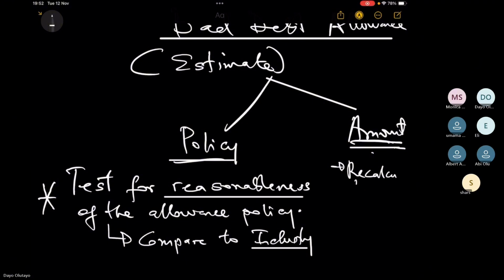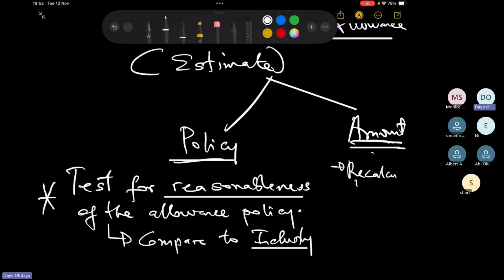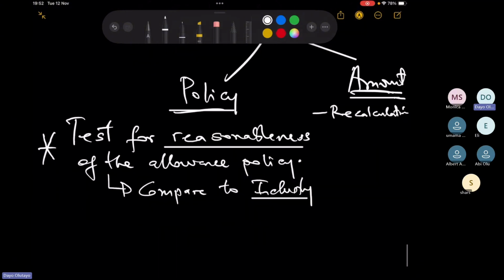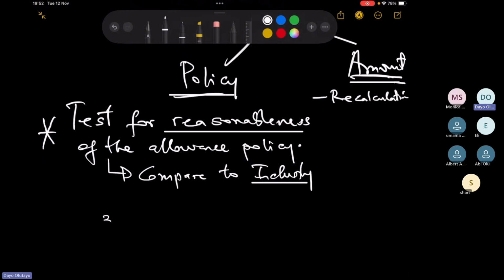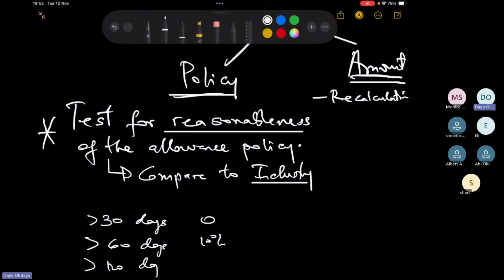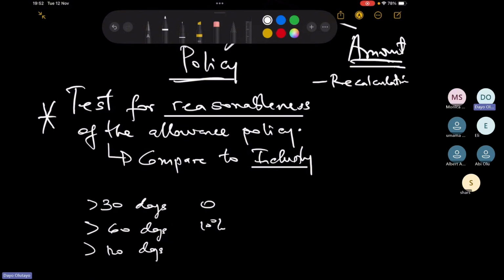Recalculate. Let me write it. I think that space is too small. So you need to do recalculation, so you recalculate based on the policy. Some policy might say, for receivables that are older than 30 days, we don't do any allowance, zero. If it is more than 60 days, we'll make 10% allowance. If it's more than 120 days, I'm just giving an example of a policy that I've seen before on allowance provision, you may say they will do 50% provision.